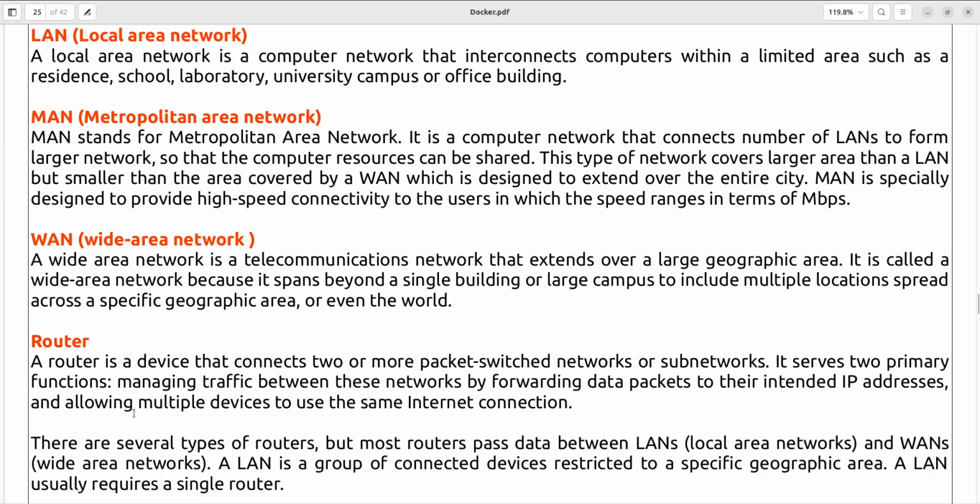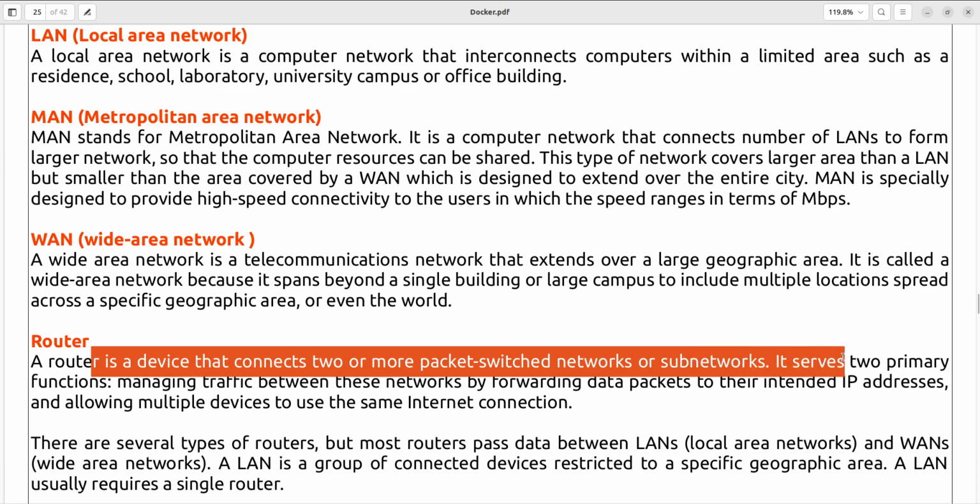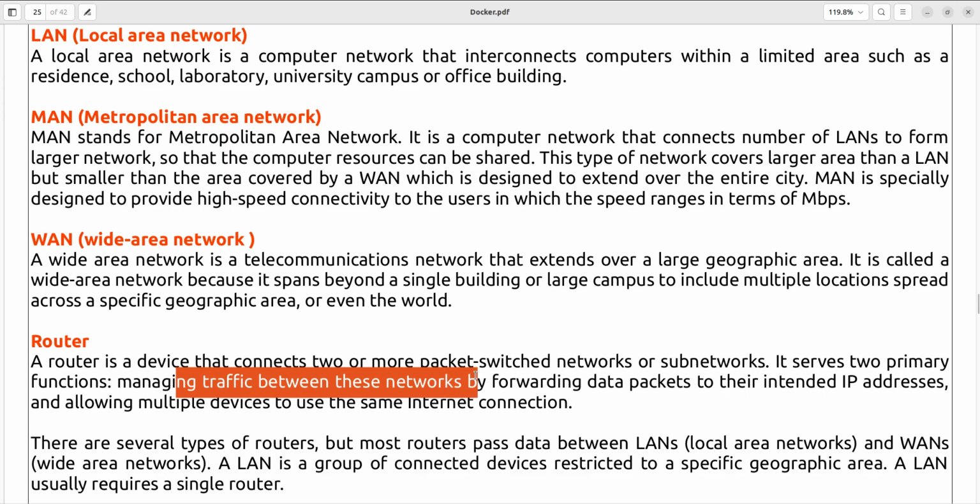Okay. Next is a router. Router is a simple device that will route the packet from one source to another destination. A router is a device connected to two or more packet-switched networks or subnetworks. It serves two primary functions: managing the traffic between these networks by forwarding data packets to their intended IP address, and allowing multiple devices to use the same internet connection.